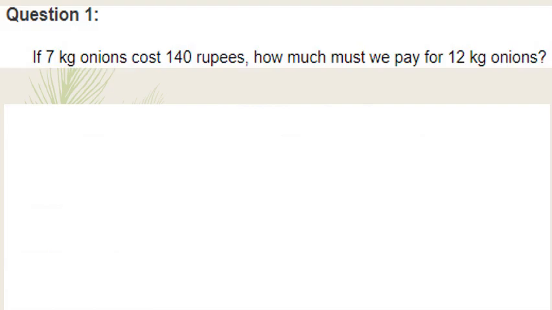If 7 kg onions cost 140 rupees, how much must we pay for 12 kg onions? So here they have given us the cost of 7 kg, and we need to find the cost for 12 kgs. Okay. So when the number of kg increases, the cost of the onions also increases. So now these two values are directly proportionate to each other. So let's begin with the solution.